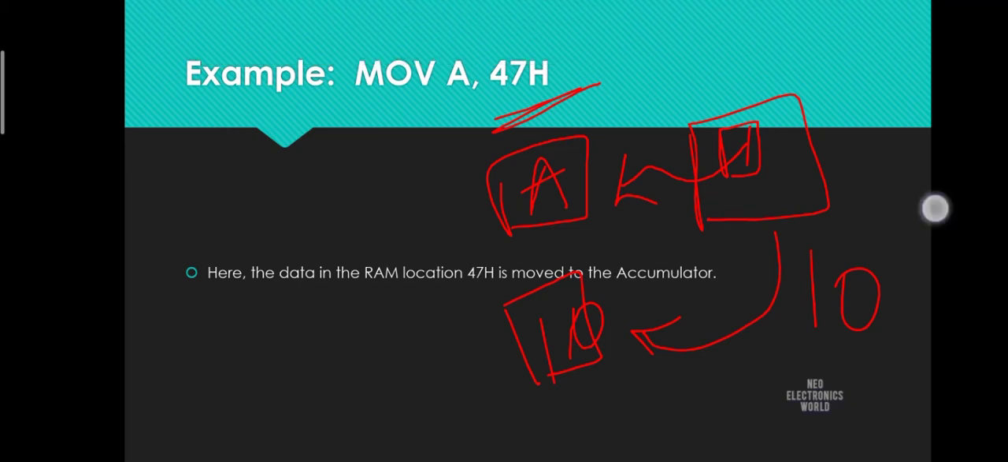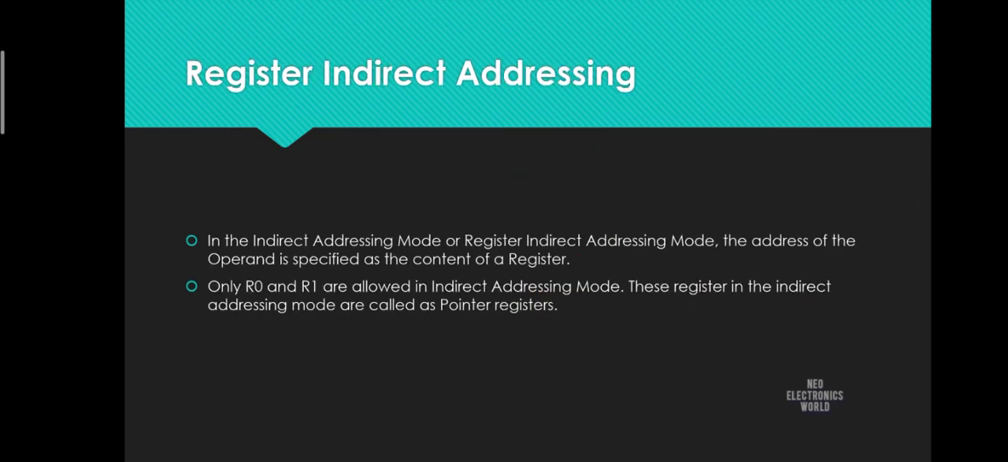Let's discuss register indirect addressing. As the name suggests, in the register indirect addressing mode, the address of the operand is specified as the content of a register. Only R0 and R1 are allowed in indirect addressing mode. These registers in the indirect addressing mode are called pointer registers.